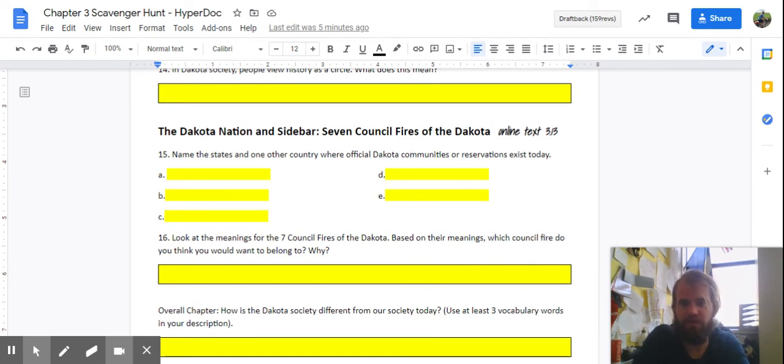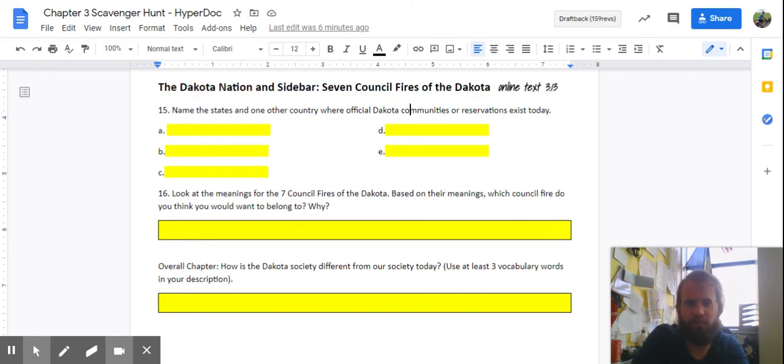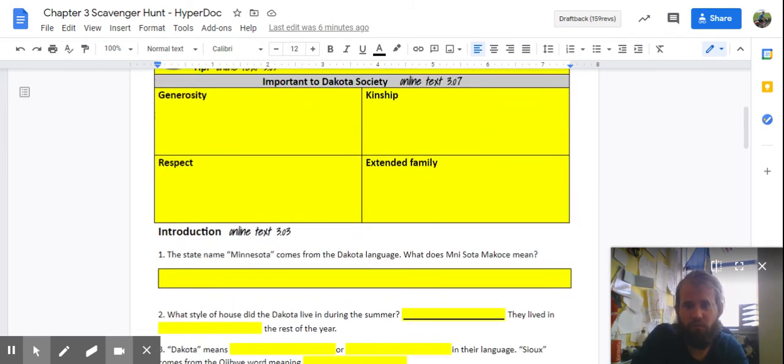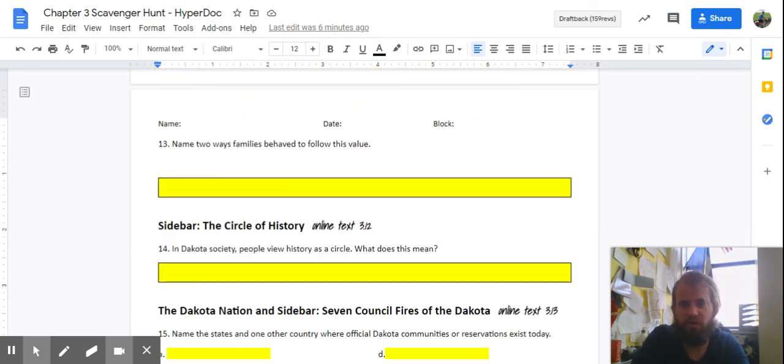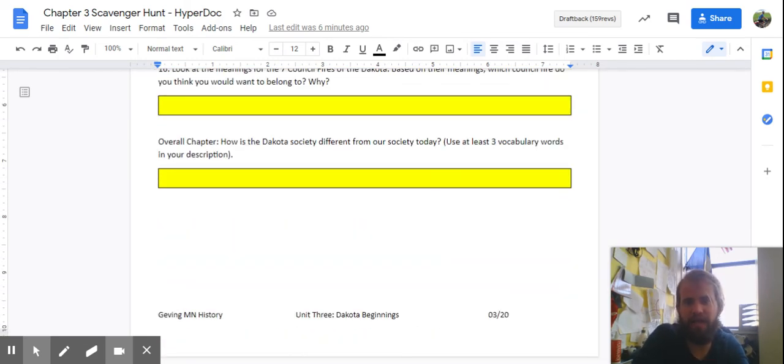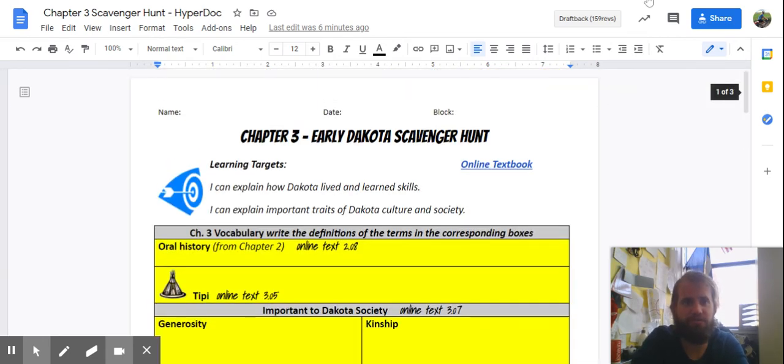As we go through here, talking about the 7 council fires, what council fire would you believe that you would belong to? And then telling me why. So you're going to be reflecting on which one you align with most. And then I'm looking for 3 of the vocab words. And the vocab words are from way up here. What 3 of these would you use to describe and elaborate how Dakota society is different from our current society today? And that's your walkthrough on this chapter 3 scavenger hunt.